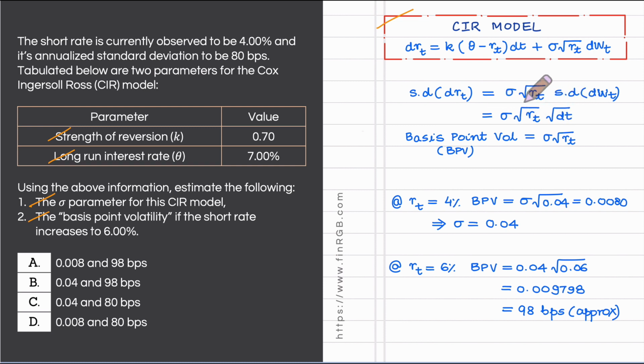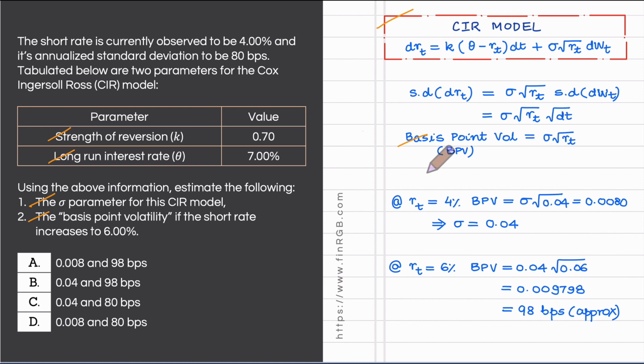So this tells me that I can think of this product, sigma times square root of r sub t, to be an annualized volatility, an annualized standard deviation, which is being scaled using the square root of time rule. This is referred to as the basis point volatility. It's the annualized standard deviation of changes in the short rate. So in the CIR model, we should remember this, that the basis point volatility is proportional to the square root of the observed or current level of the short rate, with the proportionality constant being sigma.